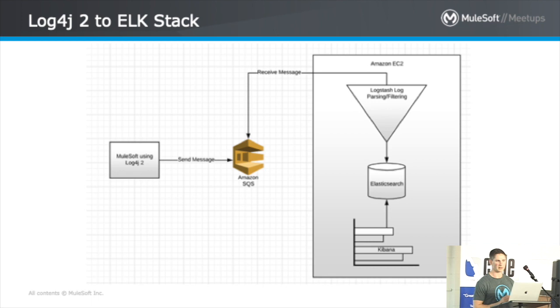The way that we've set this up is we've installed that on an Amazon EC2 instance. It's recommended to decouple those and split them apart because they actually do use a lot of resources. We just put them on one instance here because it's a basic setup. But if you see on the left here, MuleSoft is using that Log4j2 configuration to send messages out to the SQS queue for each log that it's generating. So every time I do that, it's sending those three events out to the Amazon SQS queue. And then on the other side, Logstash is configured to pick up those messages from the SQS queue and append those to Elasticsearch, where we can visualize them in Kibana.